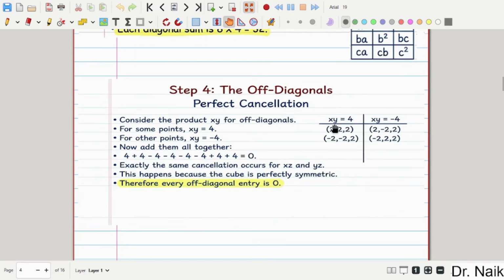For values such as xy or yx, some points will have xy as 4 and others will have xy as minus 4. Now add them all together. Over the 8 points, we will get 0 as our entry. Exactly the same cancellation occurs for xz and yz. This happens because the cube is perfectly symmetric. Therefore, every off-diagonal entry is 0.